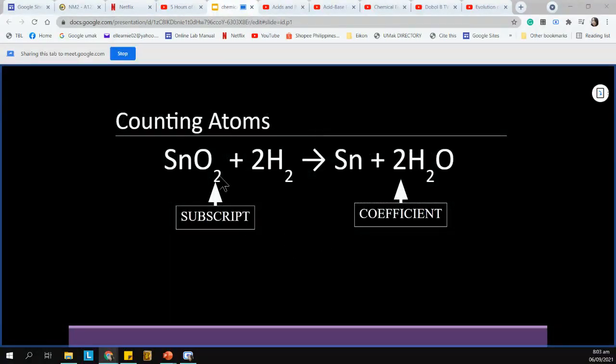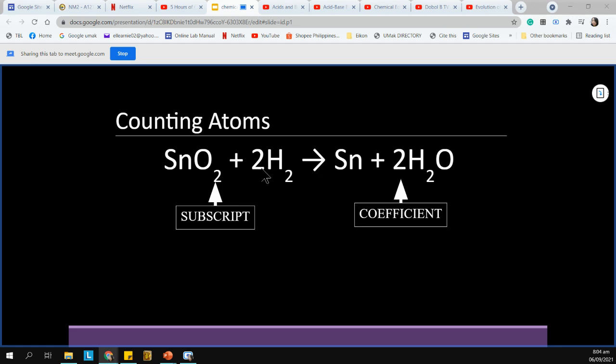So here you have how many oxygen in this compound. Given that we have a subscript of 2, therefore you have 2 atoms of oxygen here. Now, wala po siya dito. Therefore, isa lang yung tin natin. And then here, may coefficient tayo.